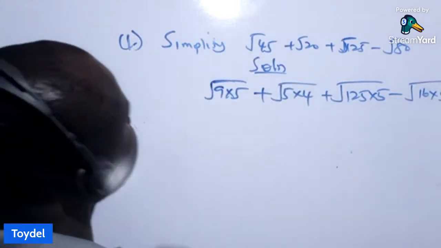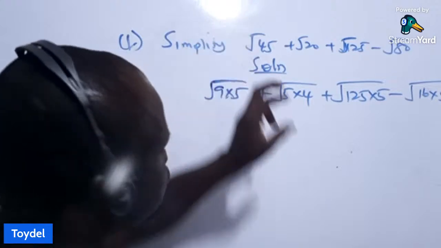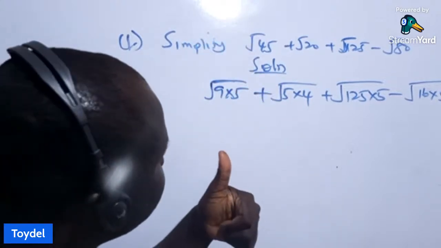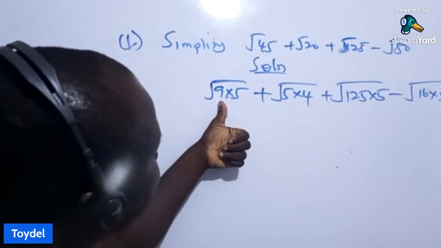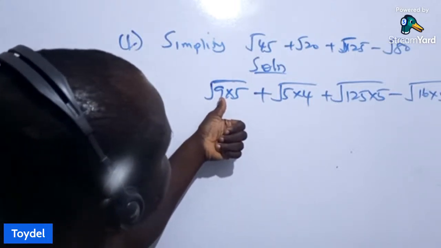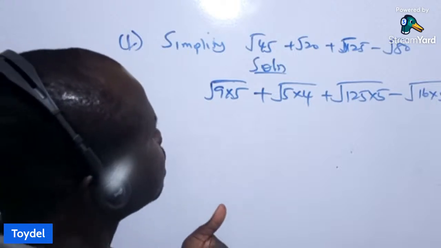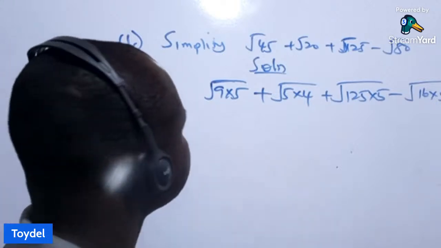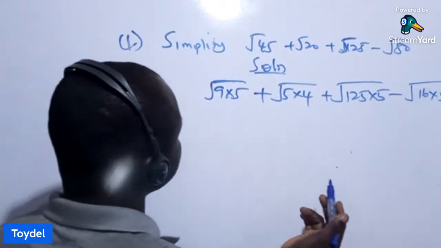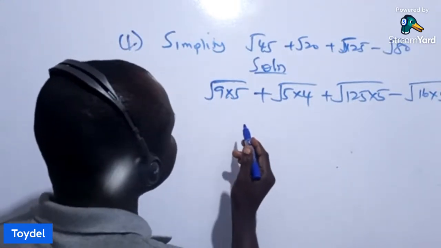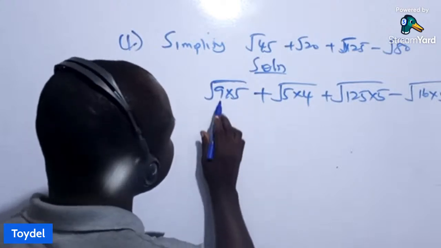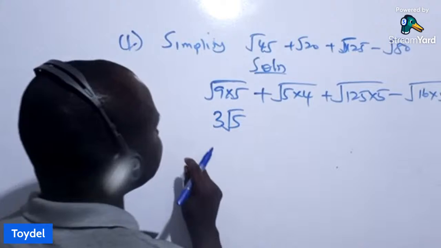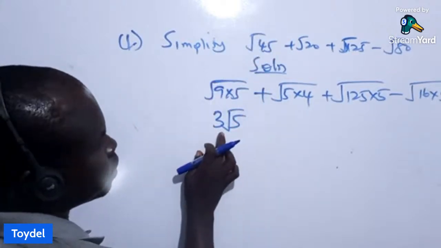If you want to write a surd in its basic form, you break it down into 2 factors, and you make sure that one of the factors is a perfect square. Perfect square in the sense that the square root of that factor gives us a whole number. In this case, 9 is a perfect square, because the square root of 9 is 3. So I'll change this to 3 square root of 5. I've changed 45 to its basic form.